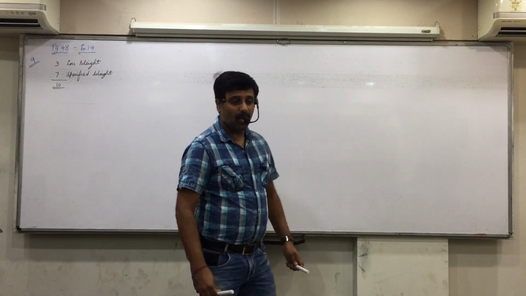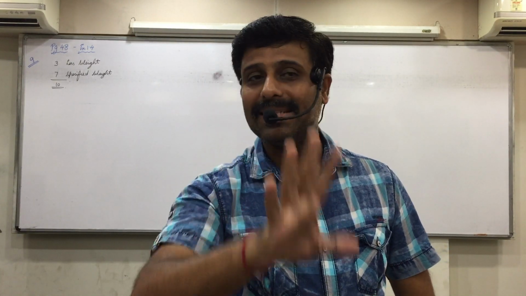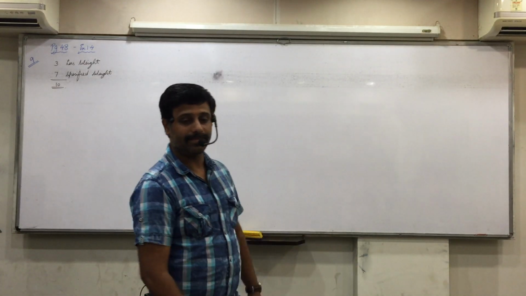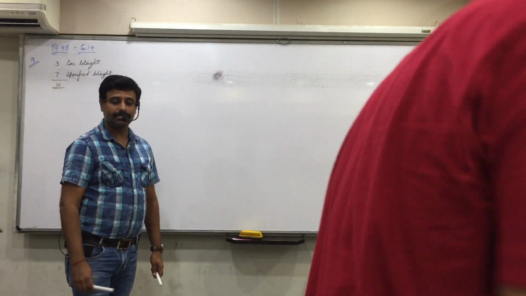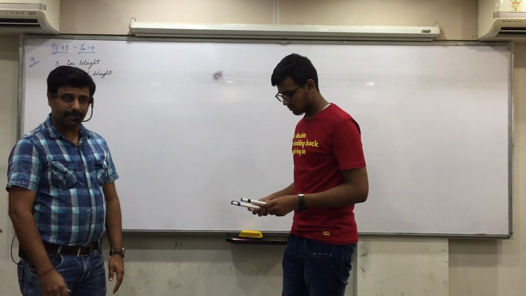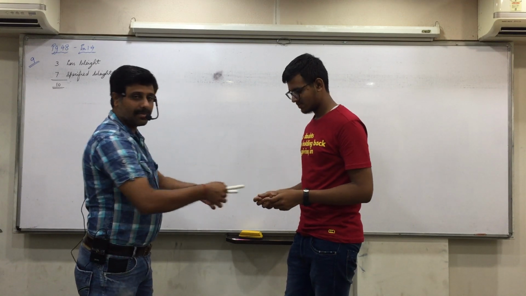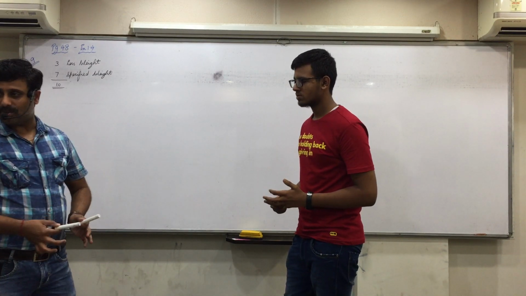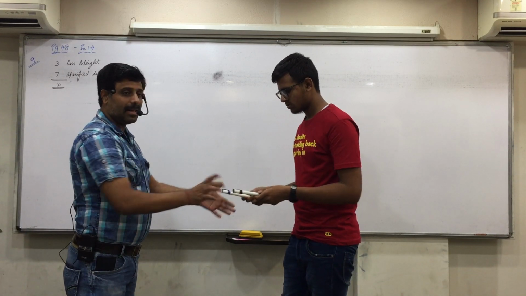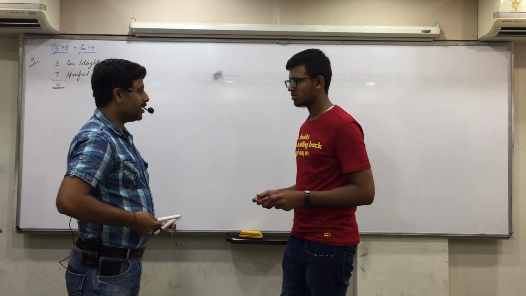Why? Understand it. Hold these 2 pens. See, I select 2 pens. Suppose he is having 10 pens, and I have to select 2 pens out of 10 pens. Both the pens I select together. Now what is N? 10C2.